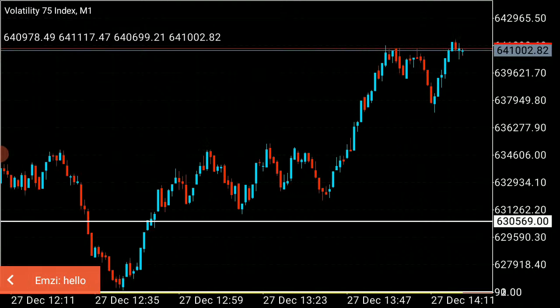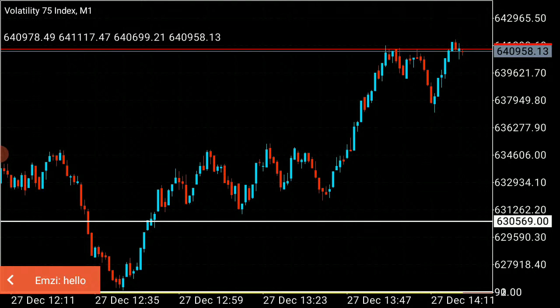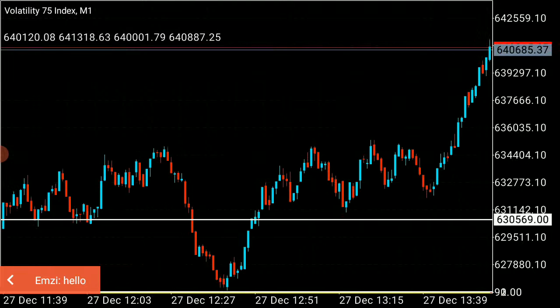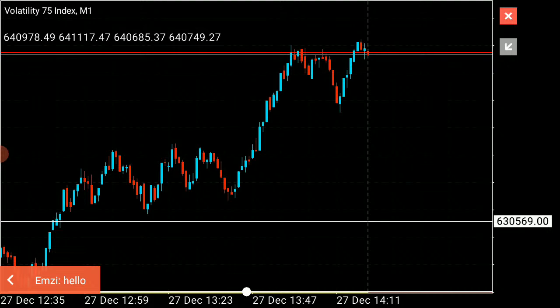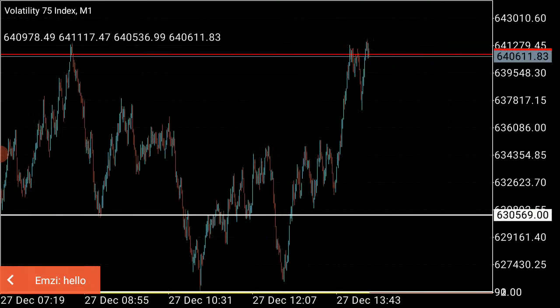So number one, if you want to analyze a market, the first thing you want to do is to rotate your screen so you have a bigger screen like this, and zoom to the last. Okay, this is the very last, right?